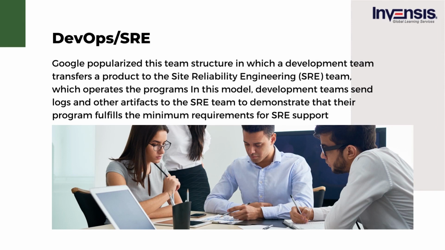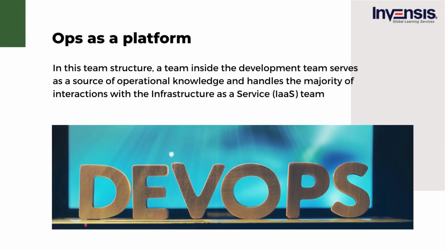Third, DevOps, SRE. Google popularized this team structure in which a development team transfers a product to the Site Reliability Engineering, or SRE, team, which operates the programs. In this model, development teams send logs and other artifacts to the SRE team to demonstrate that their program fulfills the minimum requirements for SRE support. Development and SRE teams work on operational criteria, and SRE teams have the authority to request code improvements from developers prior to production.